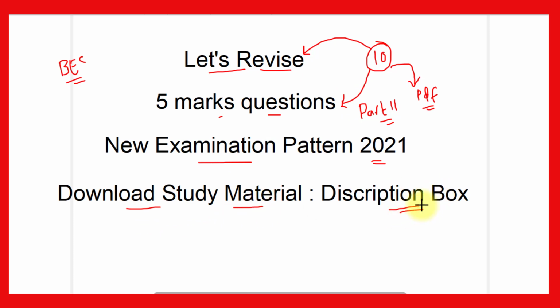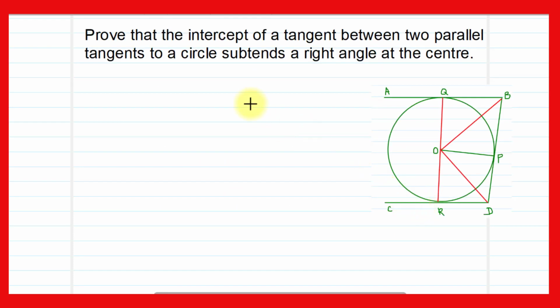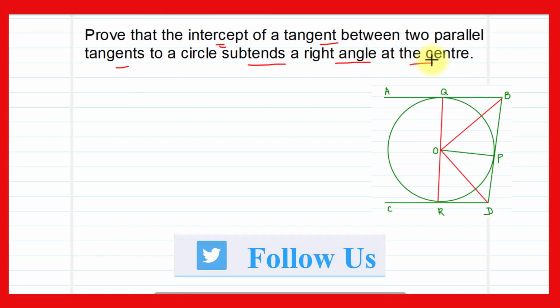Now let us move to the first question of today's episode. So friends, here is the first question on the screen. Prove that the intercept of a tangent between two parallel tangents to a circle subtends a right angle at the center.